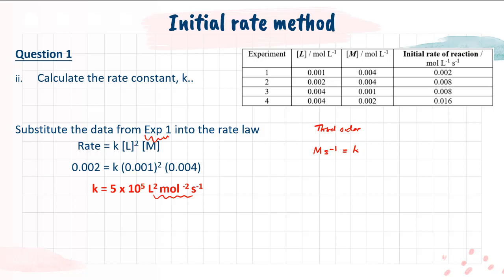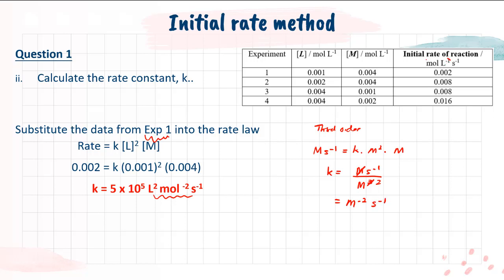Rate equals K and then concentration L raised to power 2, so we have M squared. And then for concentration M raised to power 1. So to derive the unit of K, M to the power of -1 divided by M raised to power 3. So now it leaves with M to the power of -2 per second.